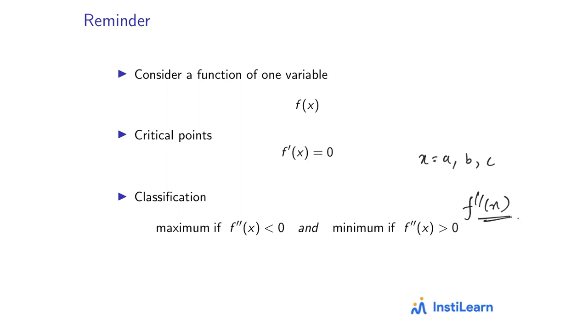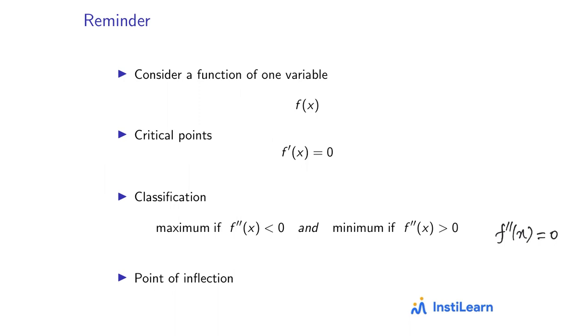Okay, if f double prime x is negative, then that critical point is said to be the point of maxima, and the value of the function at that point is said to be the maximum value of the function. And if the value of f double prime x at that point is positive, then that point is said to be the point of minima, and the value of the function at that point is said to be the minimum value. Okay, but what if we get that f double prime is 0?